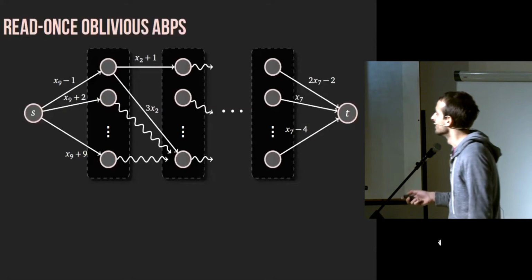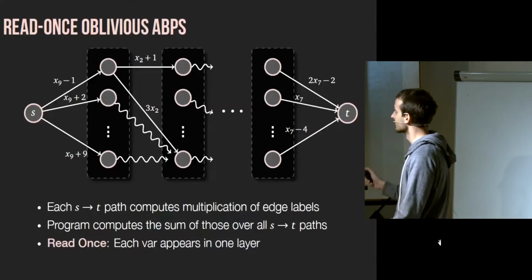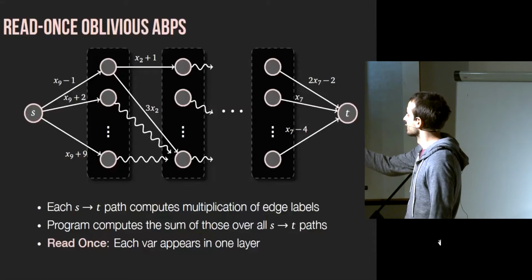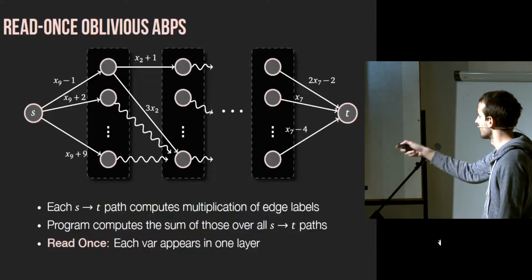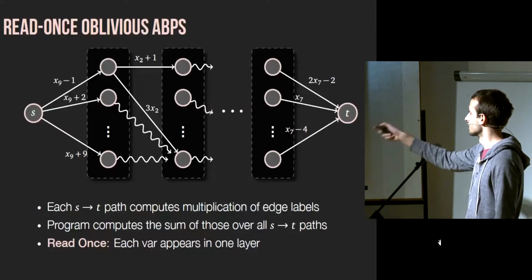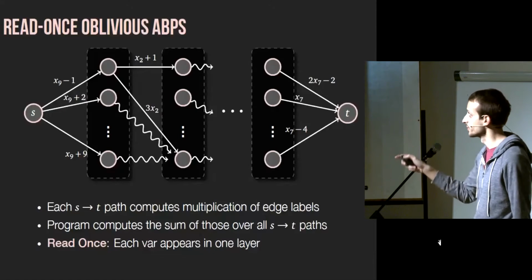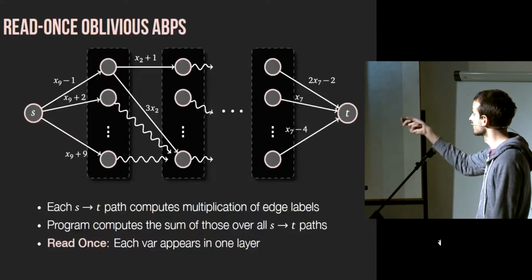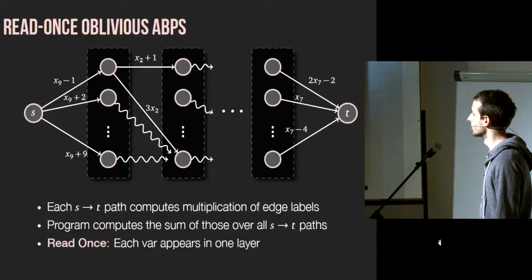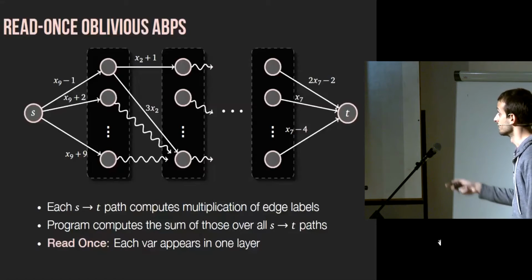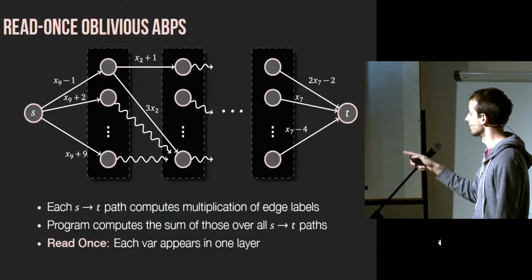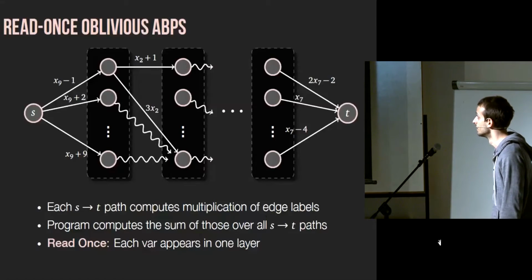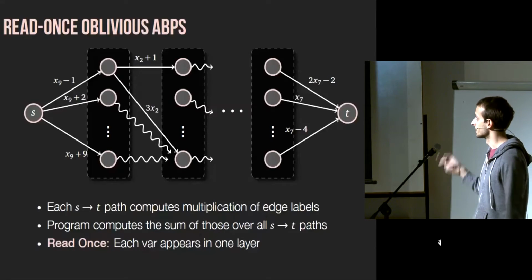It's a layered graph. It's a directed layered graph. There's a source node, S, and a sink node, T. And each path from S to T, we think of it as computing the multiplication of the edge labels. Each edge is labeled by a polynomial. And the polynomial the program computes is just the sum over all S to T paths of the polynomial computed by the path.